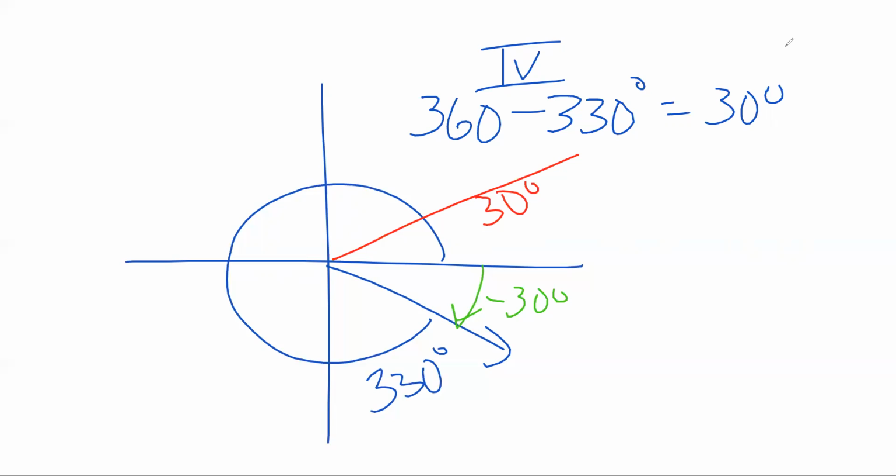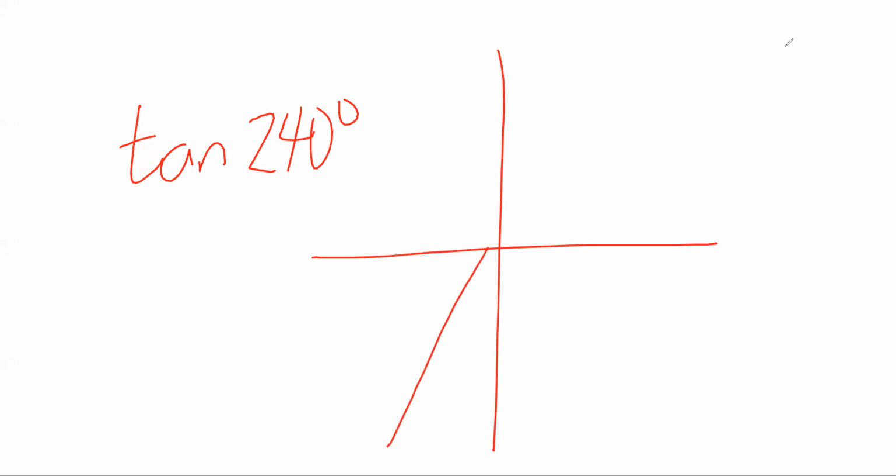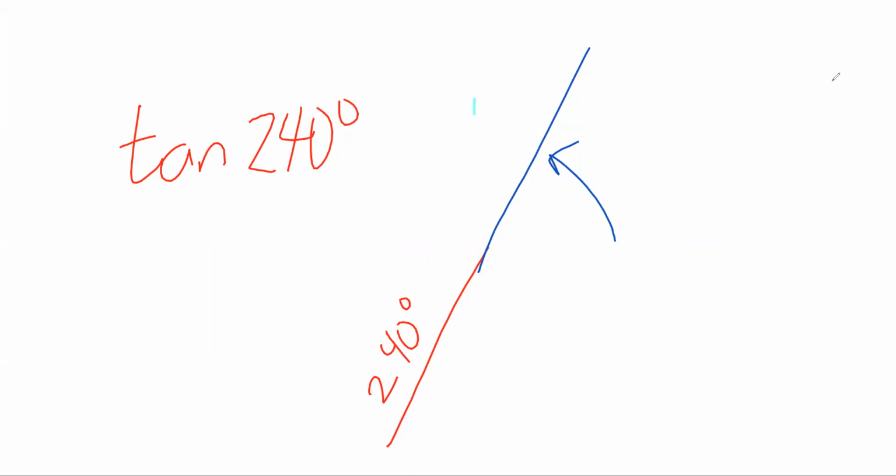So let's say, for instance, going back to what we did a little while ago, what if we wanted to find tangent of 240? So you would draw your 240 degree angle, and then you would realize that it's going to correspond to this reference angle. Sorry about my poor drawing skills. It's probably not going to get better if I draw it again, so I'm just going to go ahead and use the arrows to indicate.